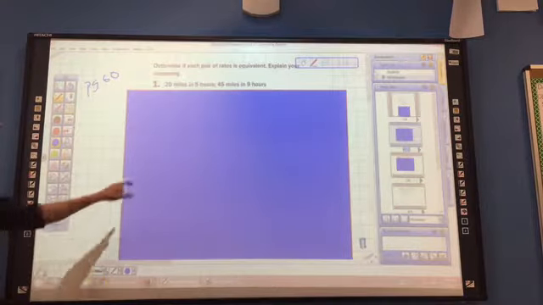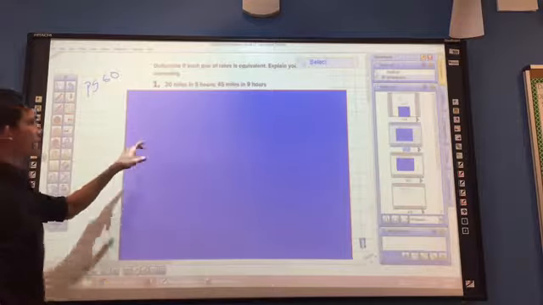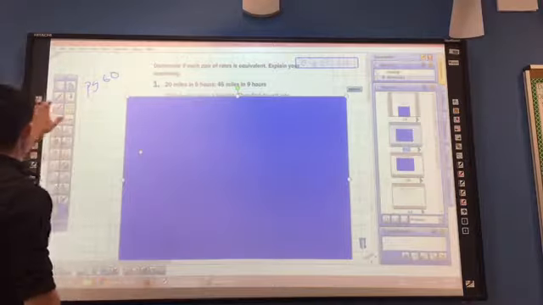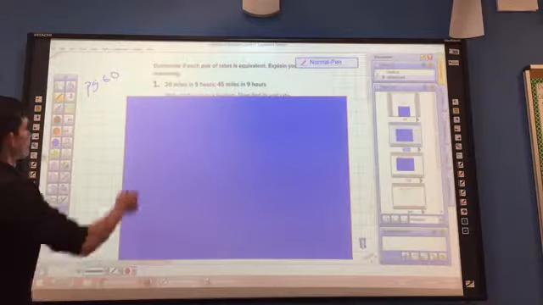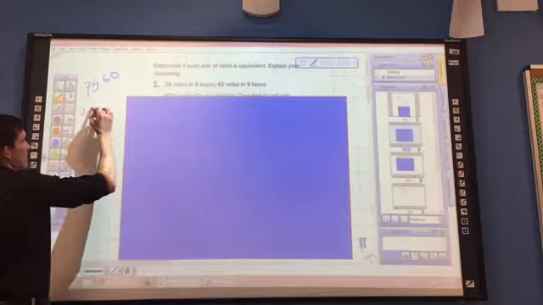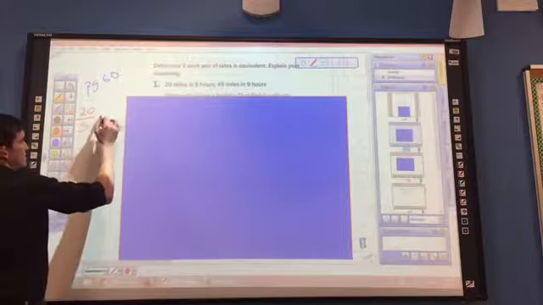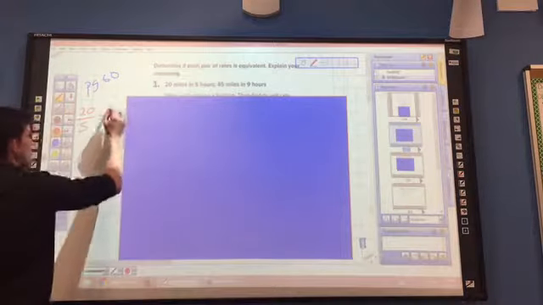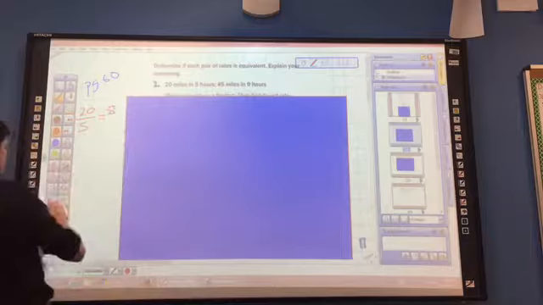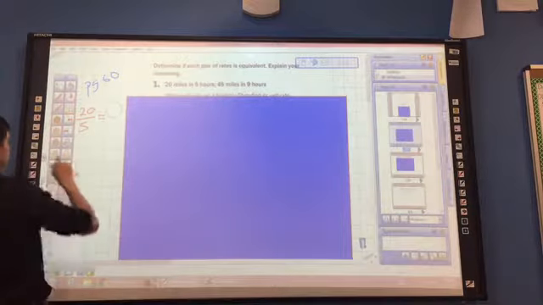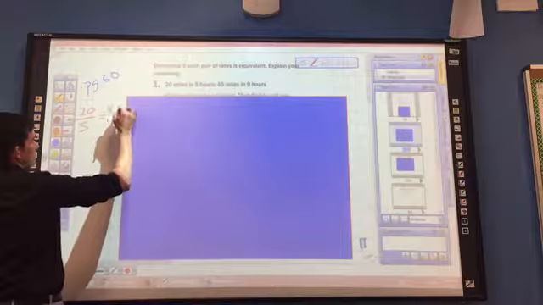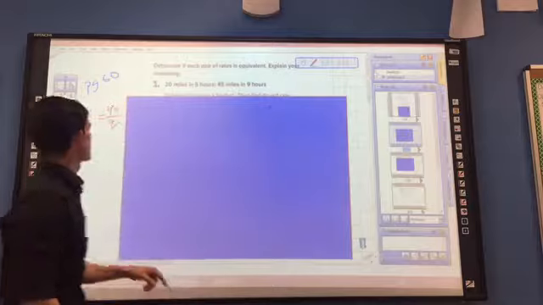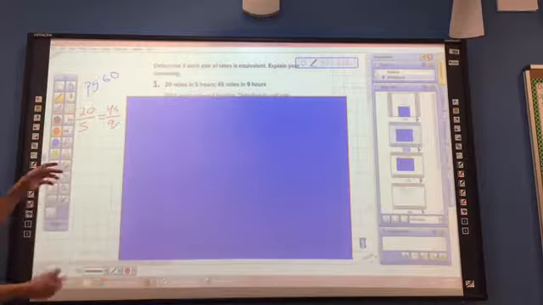Page 60. Determine if each pair of rates is equivalent. If I want to find out if 20 miles in 5 hours is equal to 45 miles in 9 hours, I can write them like this and see if their unit rates are the same.